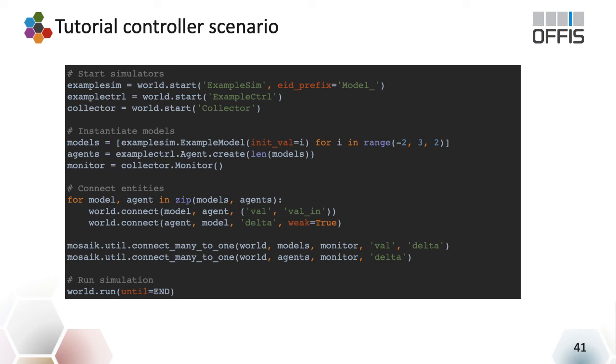And then here is a new thing, that we connect the model and the agent. So we do a for loop for all the instances and connect the model to the agent. And here the output of the model, the value, is then the input of the agent, which is the attribute well in. And then we do also the backwards connection from the agent to the model, where we have the attribute delta. And here we have to define that this is the weak side. So this means that Mosaik has to know where to start. And by defining this here as weak, Mosaik will start with this connection from the model to the agent, and then after that, the connection from the agent to the model.